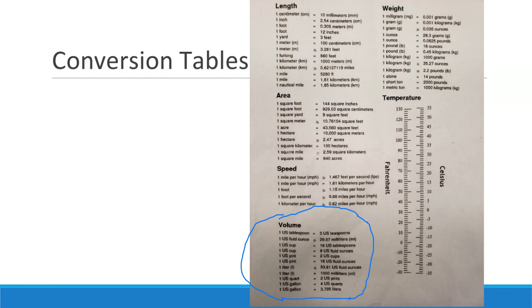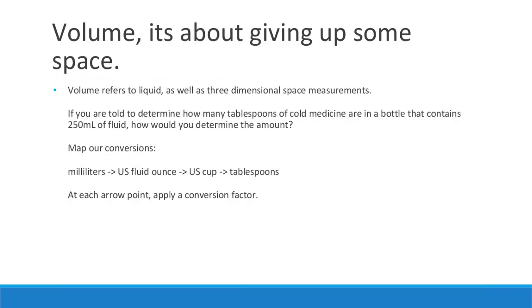So if we go back down to our problem, moving milliliters to US fluid ounces is something we can do. And then fluid ounces can convert to cups. And then our cup, which is about 8 fluid ounces, can be converted to tablespoons. And that's what we need to get to, because we're going from this to this. That's the key of conversions: figuring out what's my start, what's my end, and everything in between.